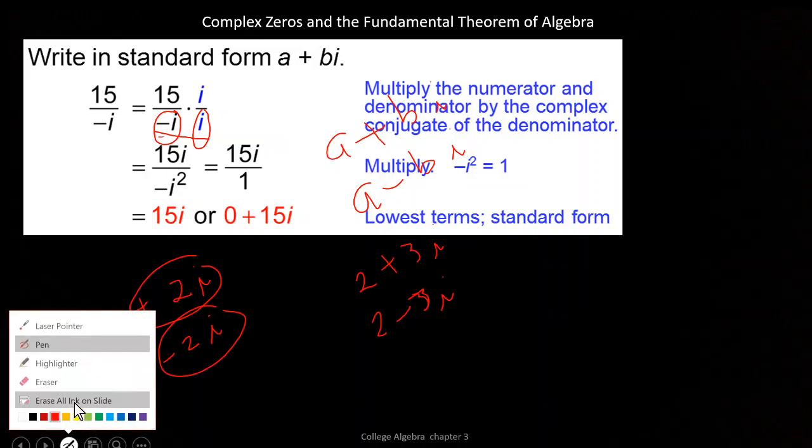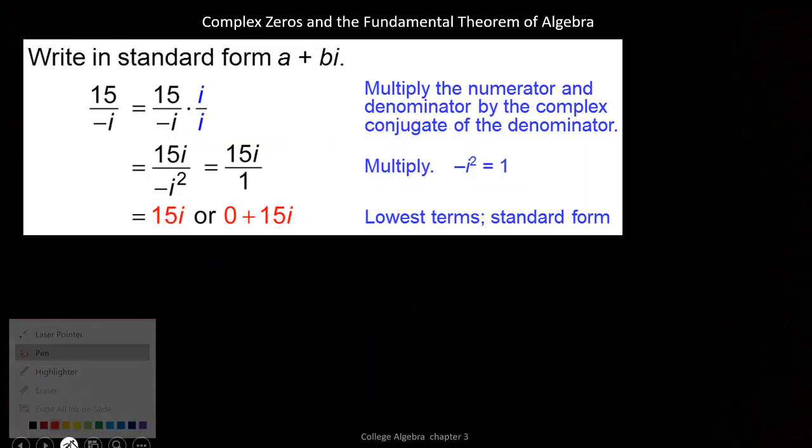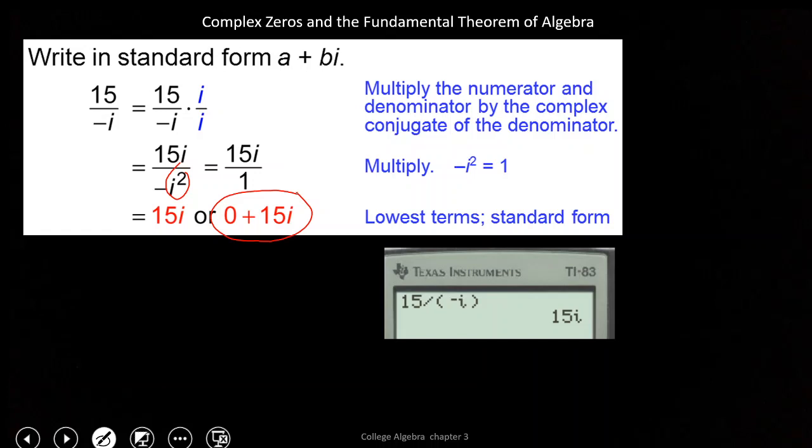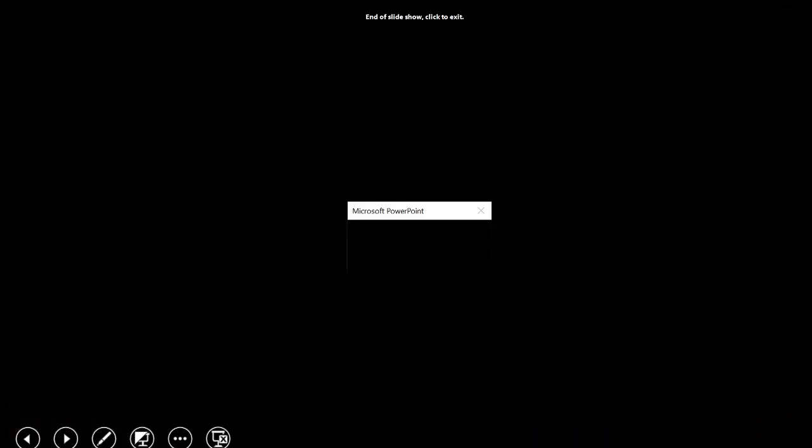All right, so let's continue, and we want to get the pen. There we go. So when we multiply, i times i is i squared, so that's negative i squared. i squared is negative 1, so negative negative 1 is 1. And the numerator is 15i, so that's 15i, or in standard form, that's what we write. So 15 divided by negative i is 15i. And that's how you get it with the calculator if you do it.